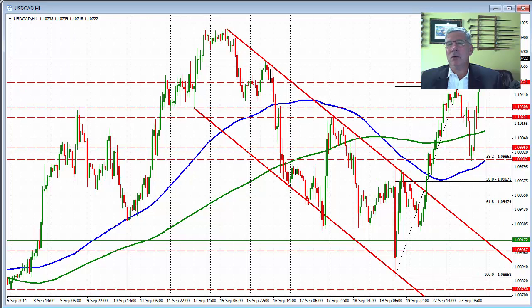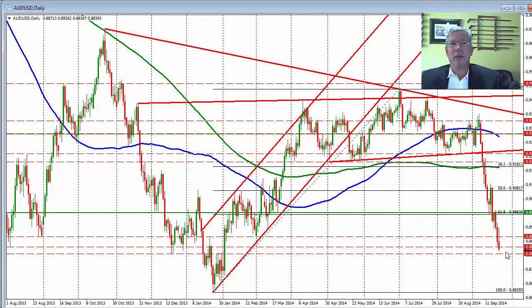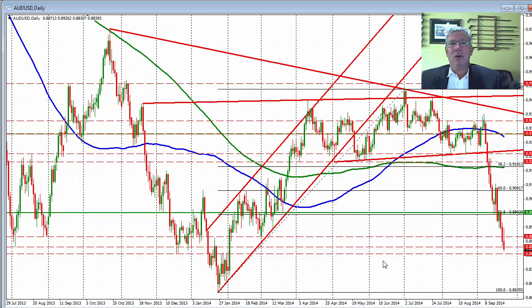The Aussie versus US dollar on the daily chart: there's no denying that we're in a bearish move to the downside here. But we do have some lows going back to the month of December. That's where December came in. December here we had a low of 88.19, and a low of 88.21, and so that is a support level.